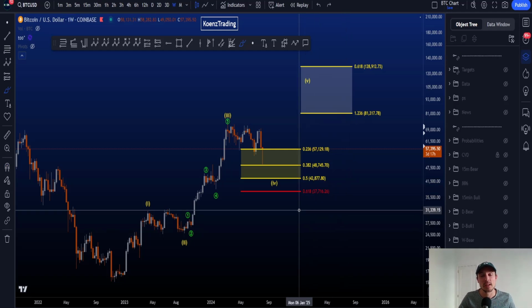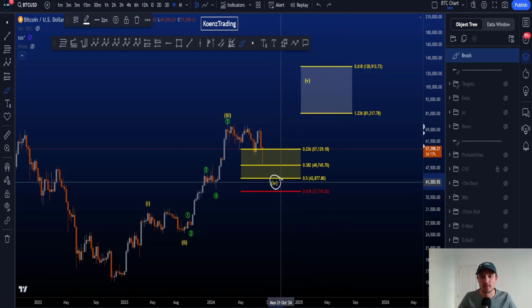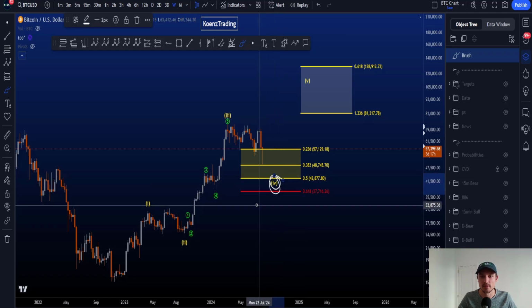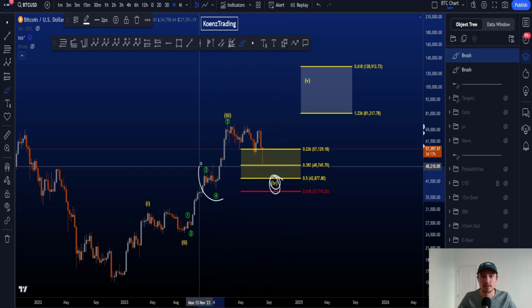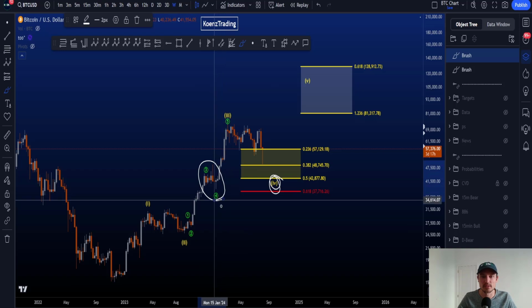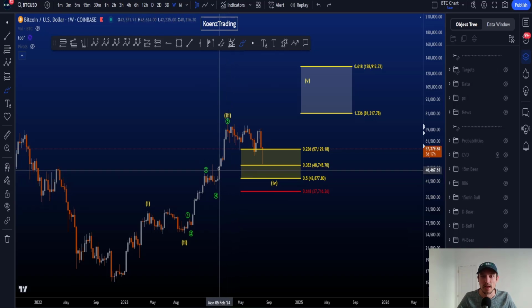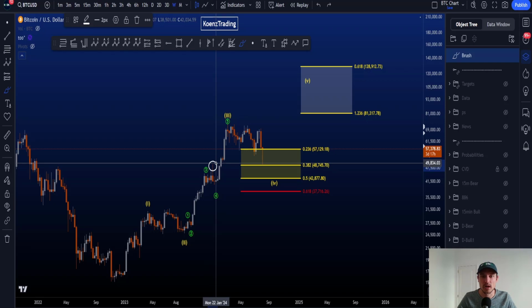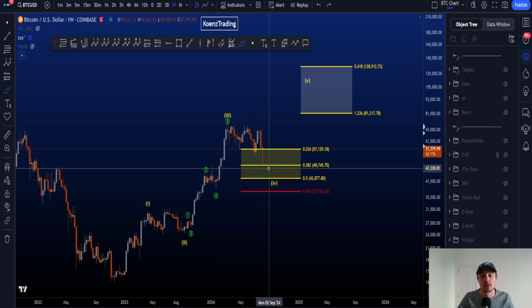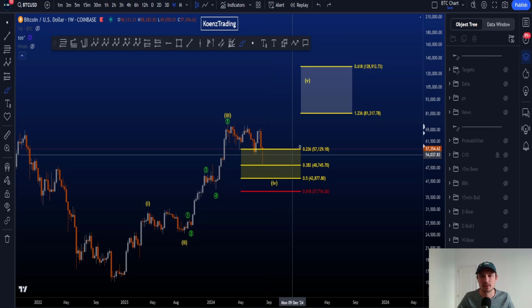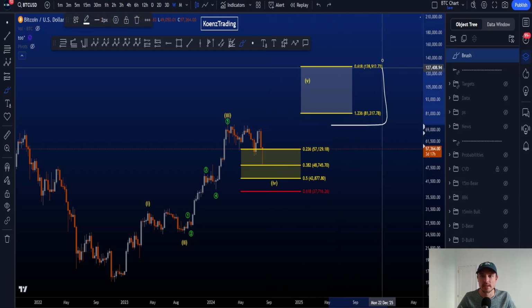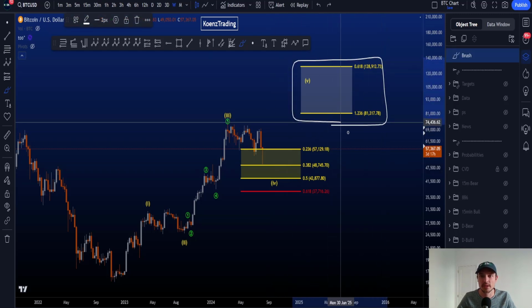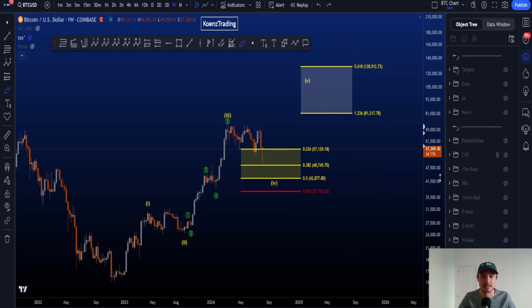37.7k. What we like to see is a wave 4 of a higher degree, being the yellow wave 4, retrace to the wave 4 of a lower degree, which is the green wave 4. And we do have overlap between the high of this wick and the low of the wick that we have created. So again, that's something we like to see, and it happened once again on the chart. Currently, the target for wave 5 is between 81.3k and 129k.